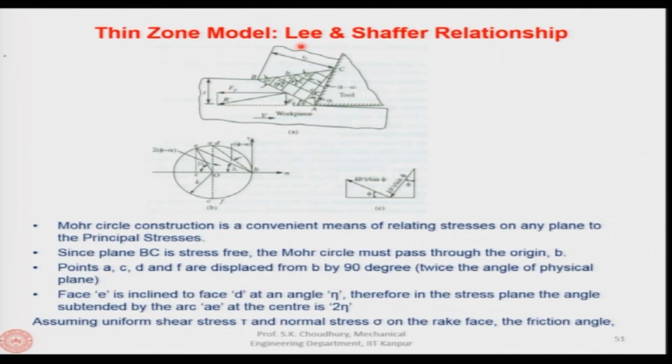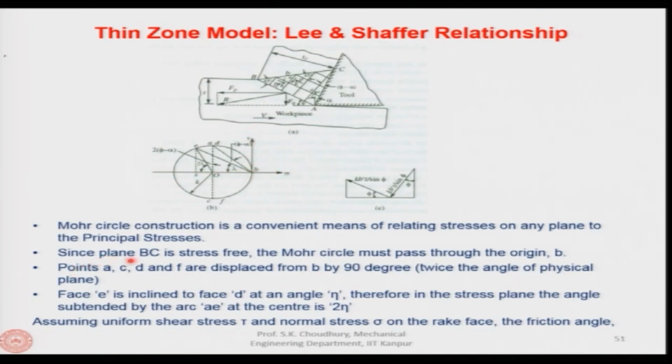Okay. Now, if we have this, then the Mohr circle construction, the Mohr circle diagram you are all familiar with, is a convenient means of relating stresses on any plane to the principal stress. I have also shown you that the Mohr circle diagram is placed on the center, on the normal stress or the direct stress, and perpendicular to that is the shear stress.